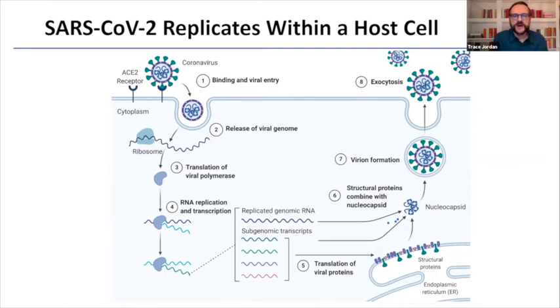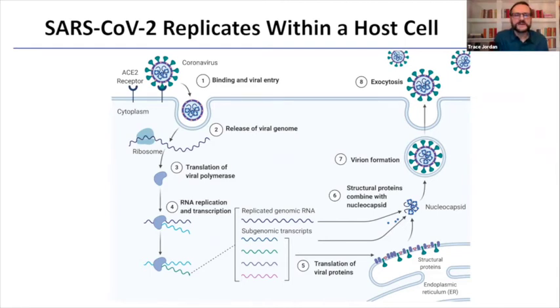So the replicated copy of the genomic RNA plus the copies of the viral proteins combine with the nucleocapsid, which organizes the RNA, and you create the structure of a new viral particle, which is called a virion. So a virus particle is named a virion. And that virion can then exit the cell by a mechanism called exocytosis. Exo meaning outside, and cytosis referring to the cell. So essentially just leaving the cell.